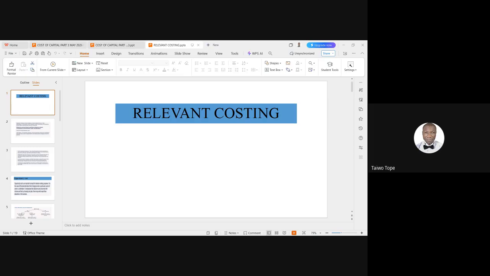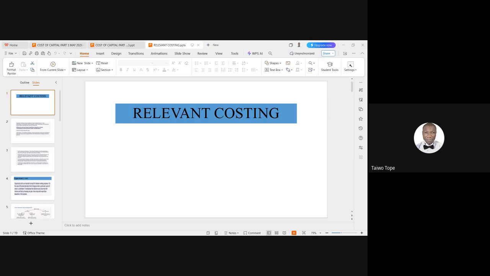Maybe you have existing fixed cost of 20,000 naira, and because you want to take a decision to expand your capacity, you need to increase your fixed cost because of the decision you want to take now. That addition is what is relevant, not the whole fixed cost.